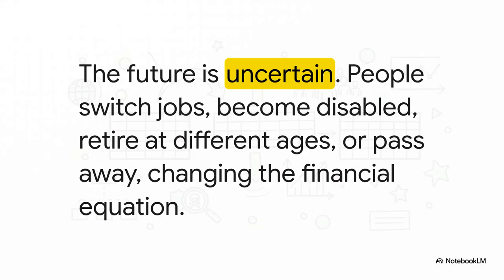Well, the real problem, of course, is uncertainty. I mean, life is messy. It's not a straight line. Over the years, all sorts of things happen. People switch to a new job. They might become disabled. They might decide to retire early, or maybe late. Or, sadly, they might pass away before they even get there. And every single one of those events totally changes the math.